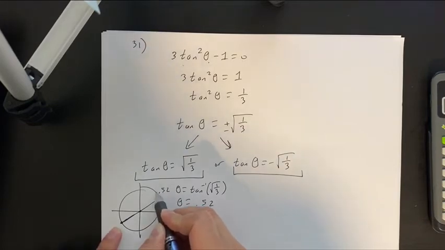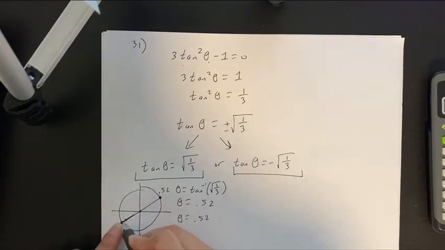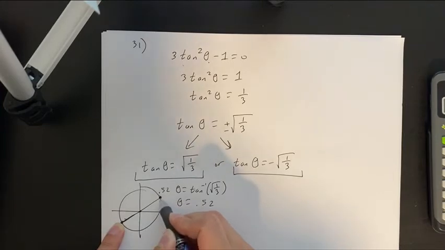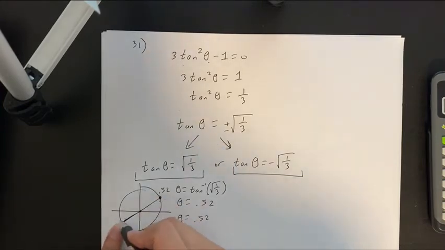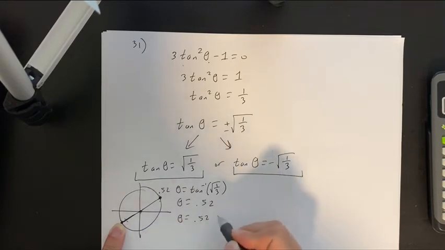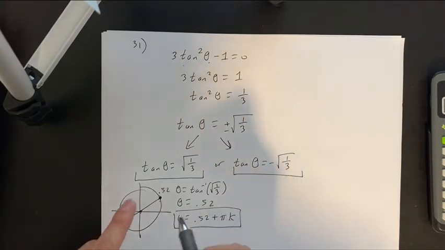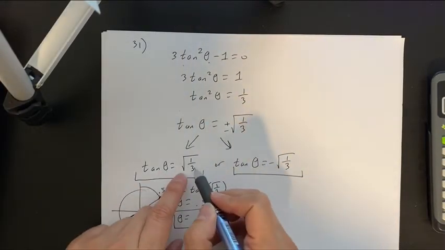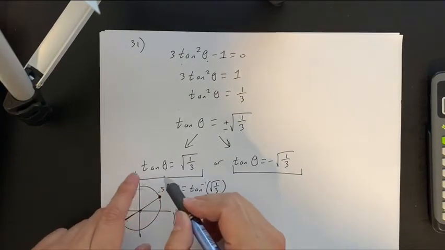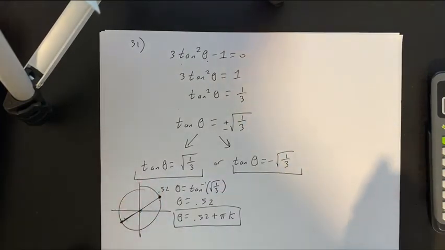How do I get that second position? By adding a pi. And then if I add a pi again, I get that first position back again. Add a pi, you get the second position. So you would generate all the values that would give you the first position or the second position by adding any multiple of pi. So that is it. This gives us all the values of theta that will give me this root 1 over 3 for a tangent.